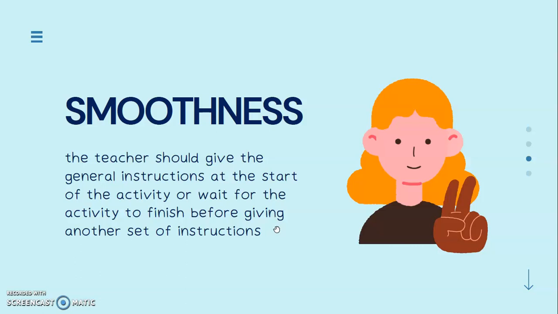So we have finished three strategies that could prevent misbehaviors on the part of our students. So in the next video, we are going to continue the rest of the strategies suggested by Jacob Kunin.